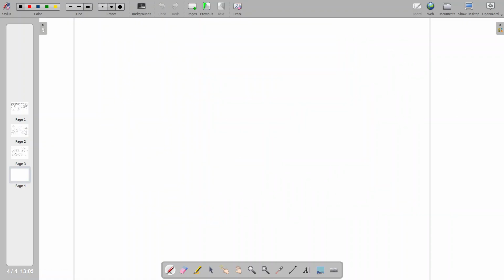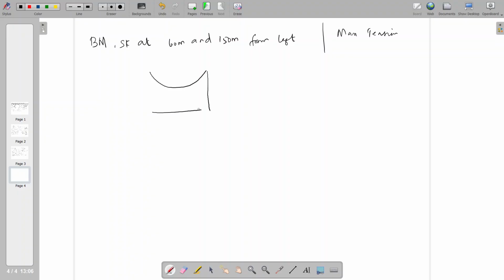The question asked to find the bending moment and shear force at 60 meter and 150 meter from left, and the maximum tension. We have calculated the maximum tension value. Now it is time to calculate the bending moment and shear force. The bending moment and shear force are only calculated at the girder level. Again and again I am clarifying, it can only be calculated at the girder level.